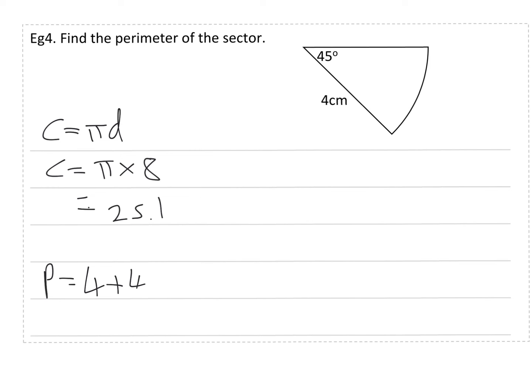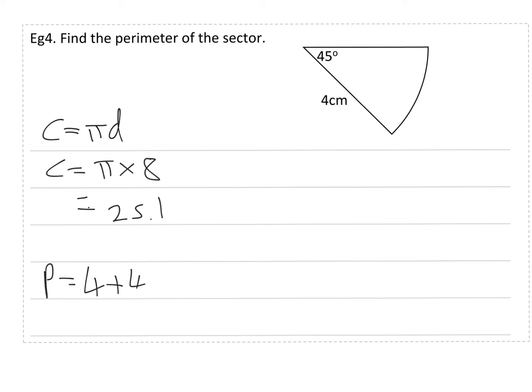Now, how big is this here? Well, this is based on the size of this angle, which is 45 degrees. Hopefully you can spot the significance of it. 45 degrees, if you double that, would give you 90 degrees, or a quarter of a circle. So 45 degrees is actually an eighth of a circle.